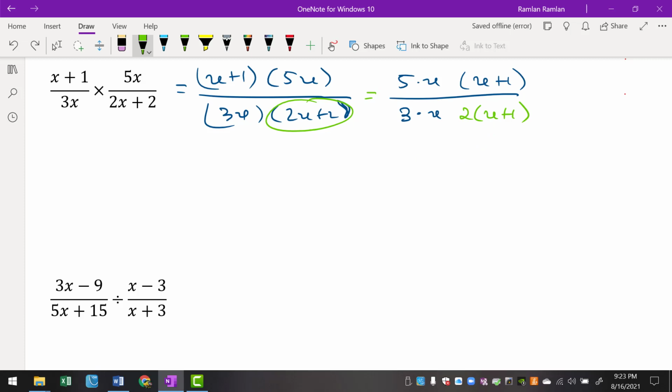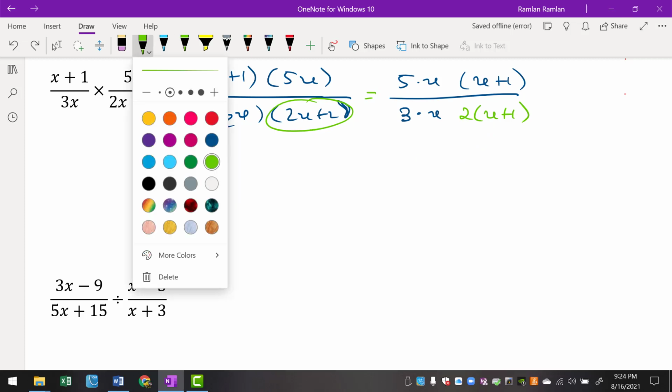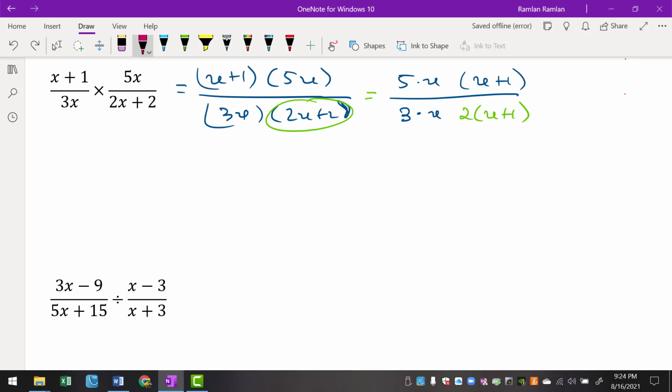Okay, so in here I can cancel, right? So in here we can cancel the x, because again, this is being multiplied, and we can also cancel this one with this one, right? So that leaves only 5 on the numerator and 3 times 2 as the denominator, and then you get the final answer. As easy as that.